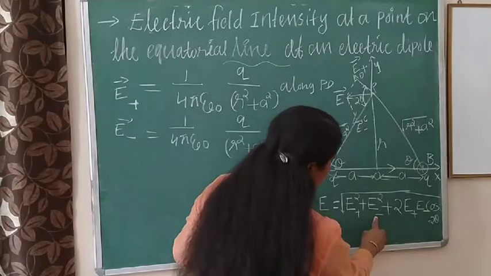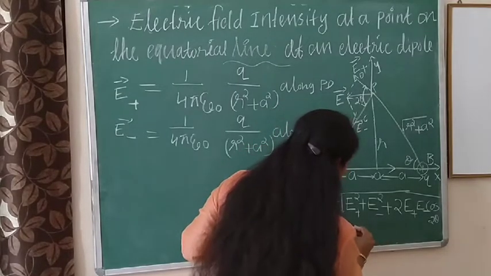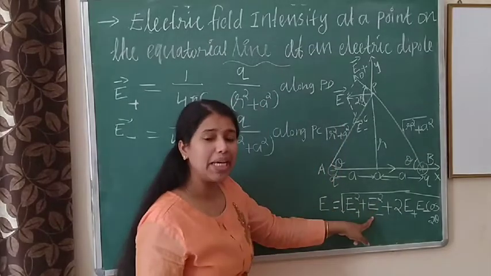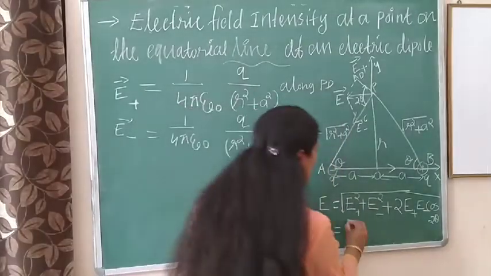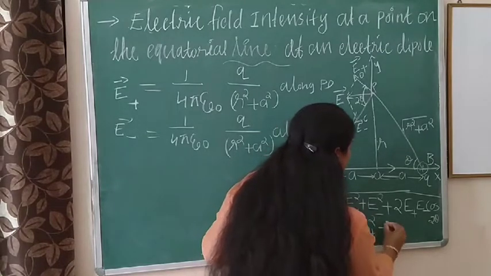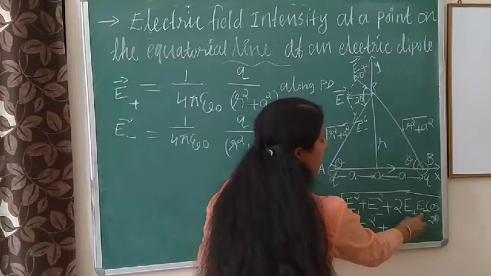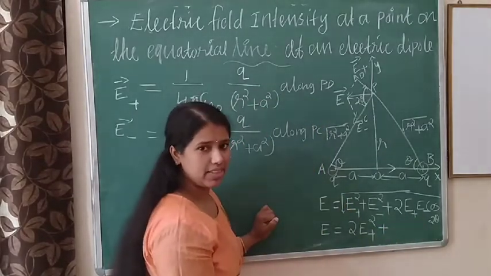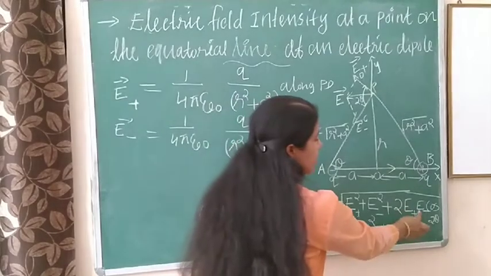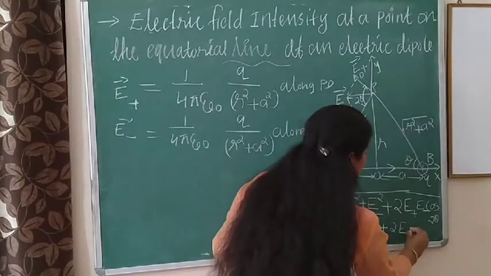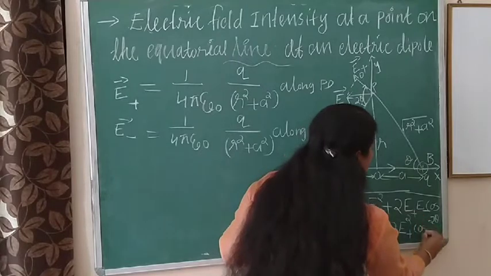Here also we can write E plus instead of E minus square. Then E square equals 2E plus square plus 2 into E plus into E plus, that is 2E plus square cos 2 theta.